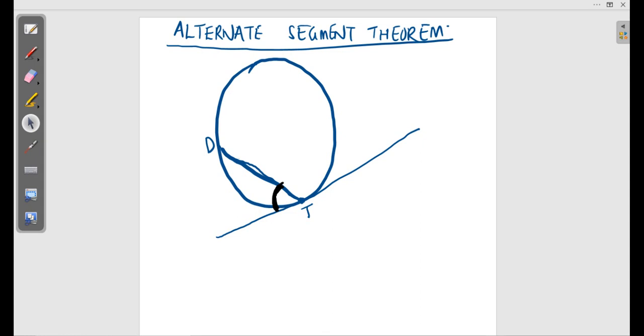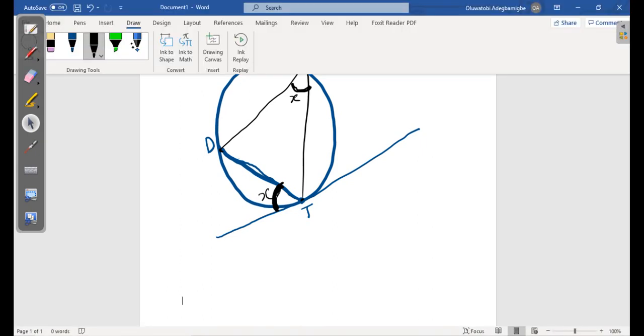Now, what is the angle formed by this chord? These are the 2 points on the chord. If I join them together, I will have this. So it means that this angle between the chord and the tangent is equal to this angle. And that is what we call alternate segments. That is all about alternate segments.